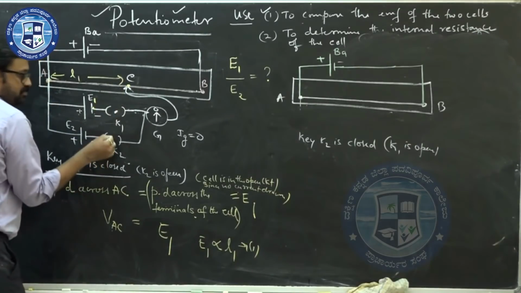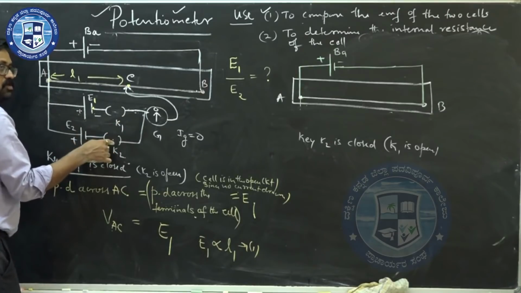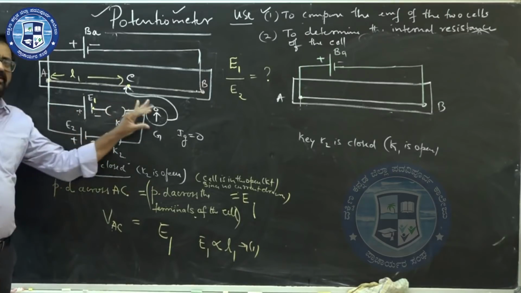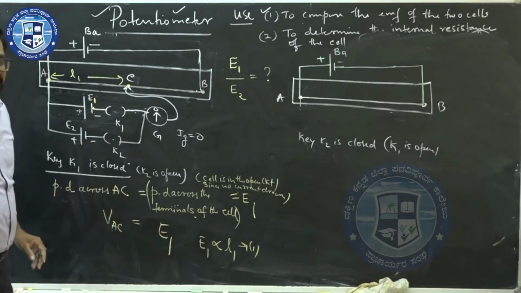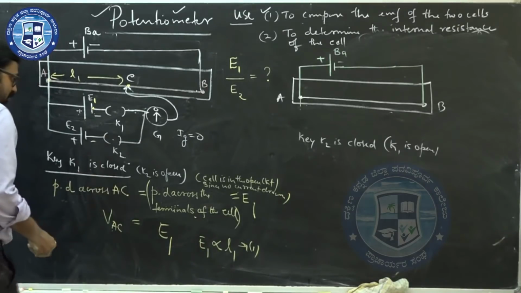It should be like this. K2 is closed, K1 is open. That is as good as saying that I can remove this part of the circuit, no? Open circuit. So I'll go for that.